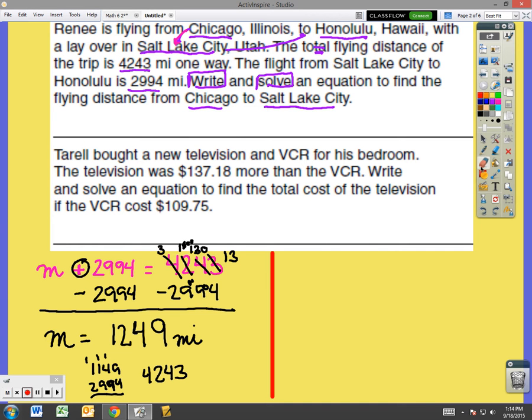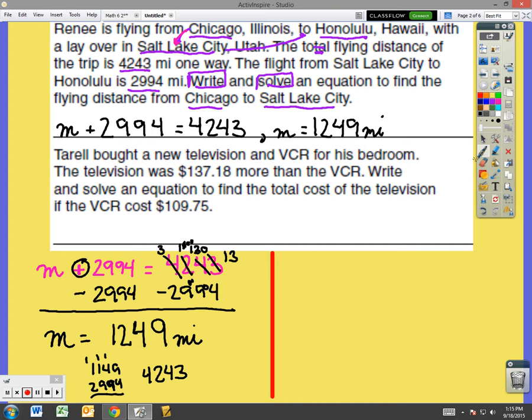And remember, this is addition, so it is commutative. But also, with this equation, you could have had the two terms of 2,994 and m with the operation sign plus on the right side of the equation, and the total of the trip, 4,243, on the left side if you wanted. I'm going to keep it that way. And now we know m is equal to 1,249 miles.